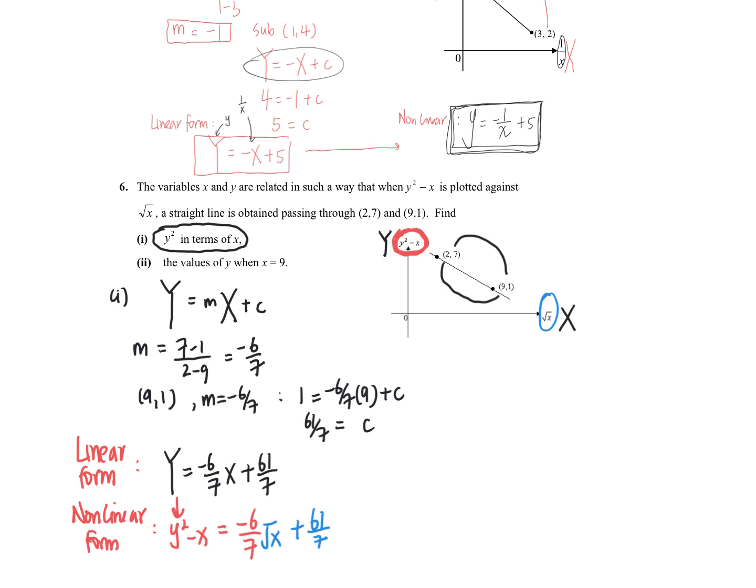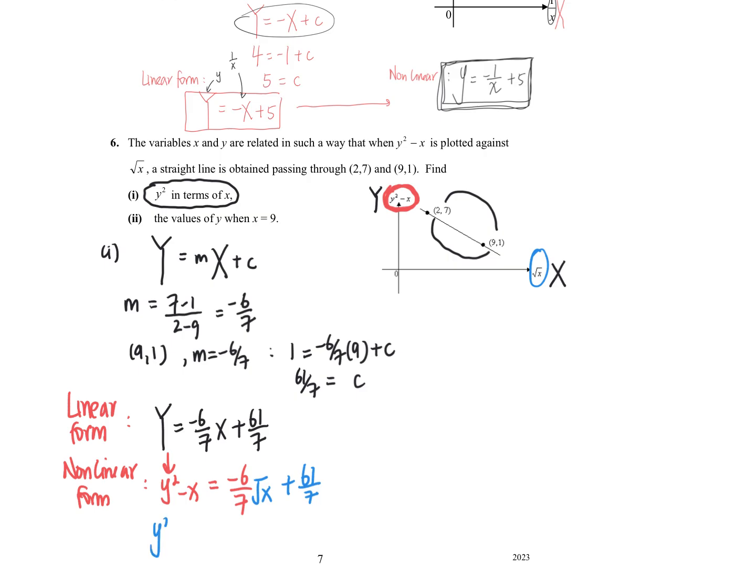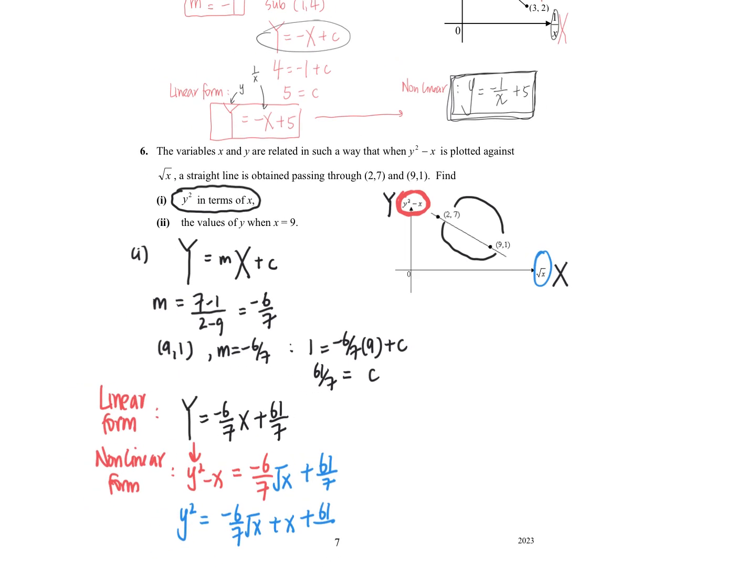They say can you express y square in terms of x? So keep the y square there and bring the x over, done. So y square is this thing plus x plus 61 over 7. The order of it doesn't matter.